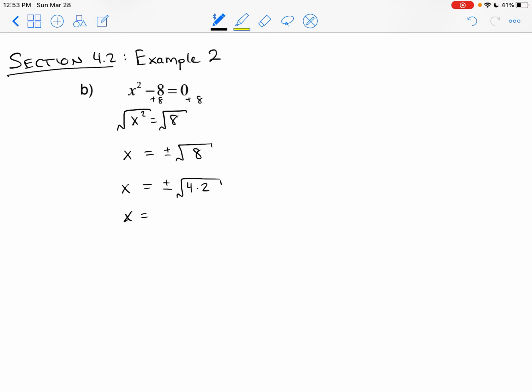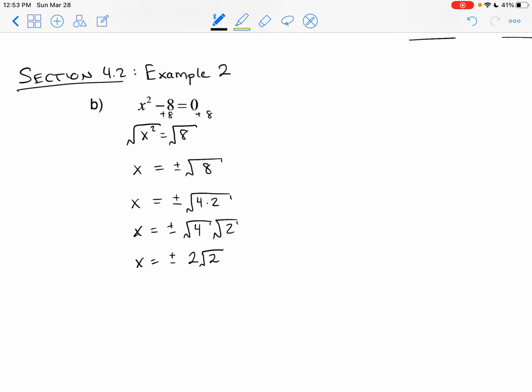Maybe I'll do all these steps here. We'll say, so we can break this apart as the square root of 4 times the square root of 2. So x is equal to plus or minus 2 times the square root of 2. And we like that answer more than just saying plus or minus the square root of 8. So our two roots here are x is equal to plus 2 root 2, and x is equal to negative 2 root 2.